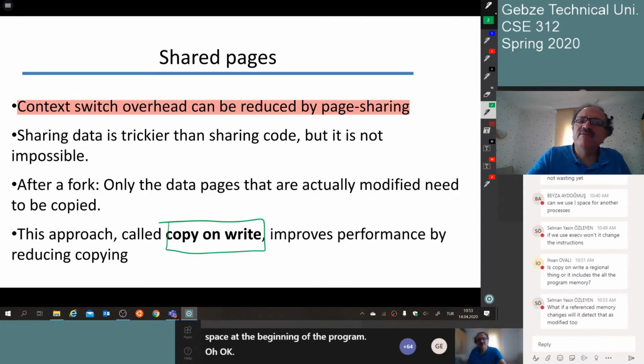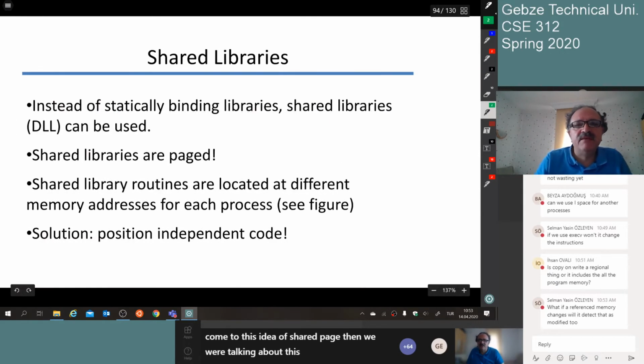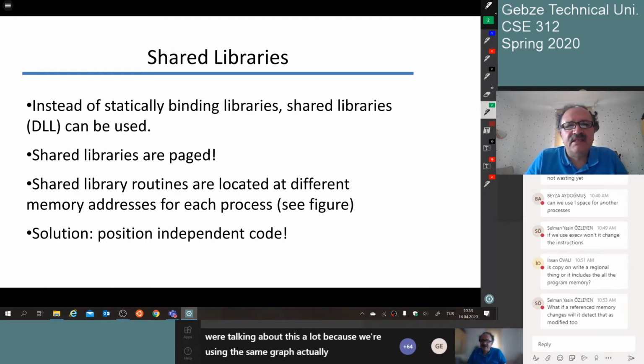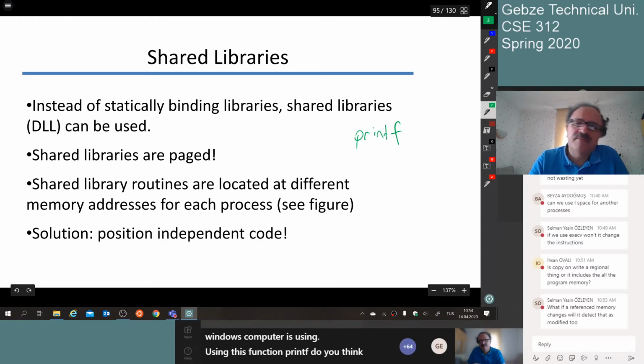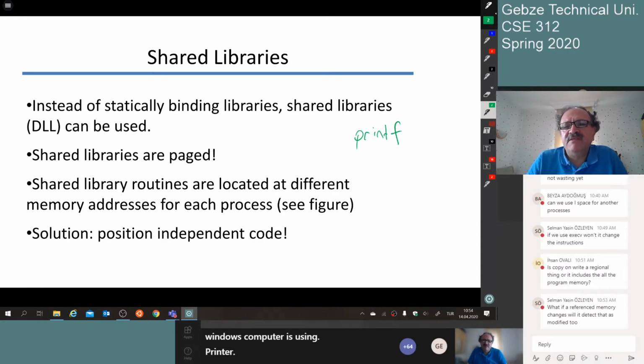Good. Let's move on. Now we come to this idea of shared pages, and we will talk about this a lot because we use it a lot. Shared libraries. Remember the DLLs. I think you had some exercises with shared libraries in your object-oriented programming or other programming courses. How many programs on my Windows computer are using the function printf, do you think? Printf is a very common function. It is used by many C programs.